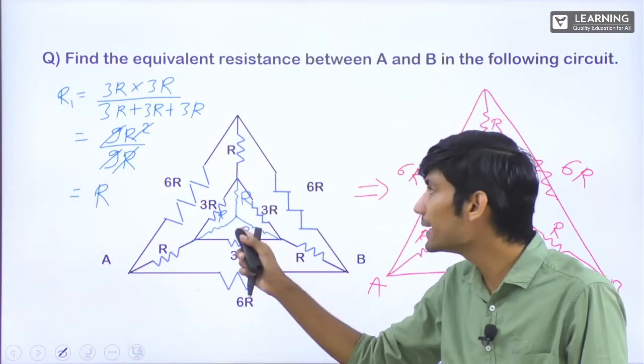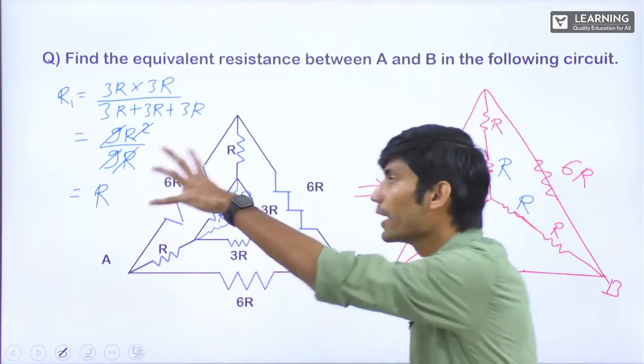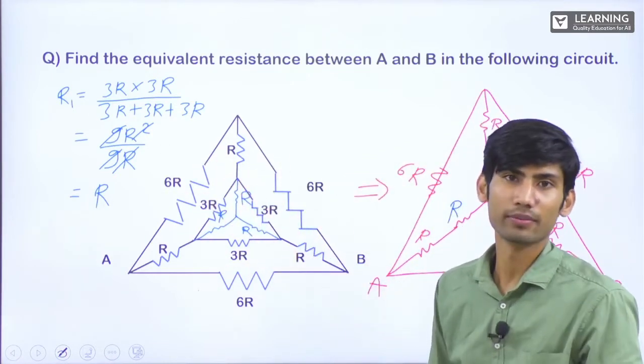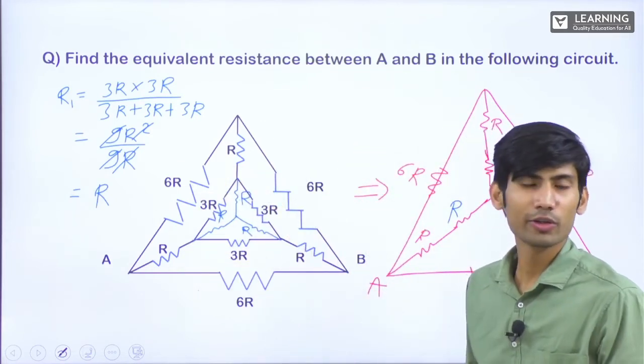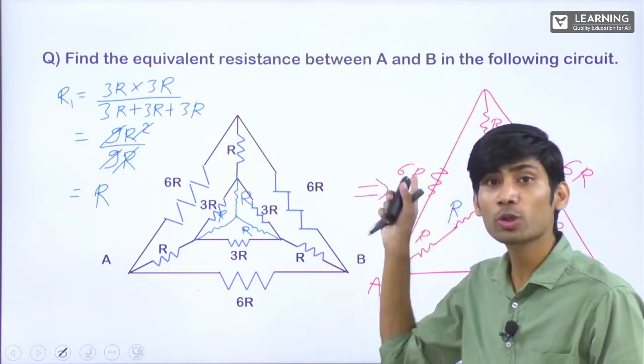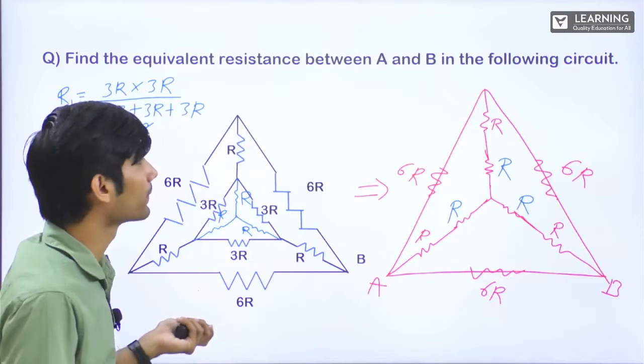But why did I tell this particular way, star to delta and delta to star? Because every time you won't be getting symmetry, right? If suppose all the resistances were different, then you cannot do it by symmetry. That's the reason you should know this particular method also. All right, let's go further.